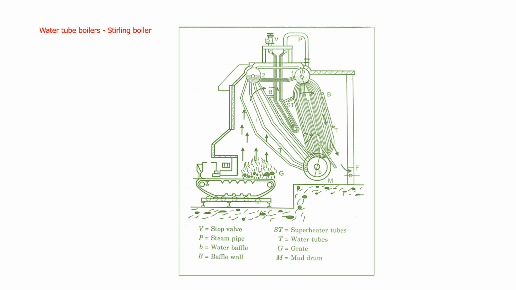This is another type of water tube boiler, Stirling boiler. Here the heat exchanger is at an inclined angle, whereas in the previous case it is kept in horizontal. That is the difference between this Stirling and Babcock, because these are called water tubes. Through this water will be flowing. This is water baffle. Here water will be stored.